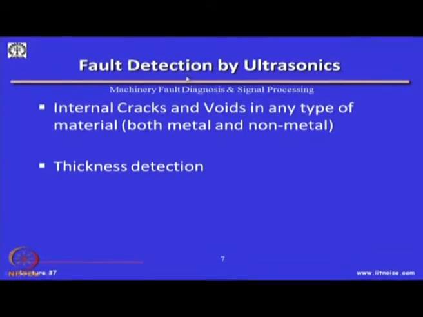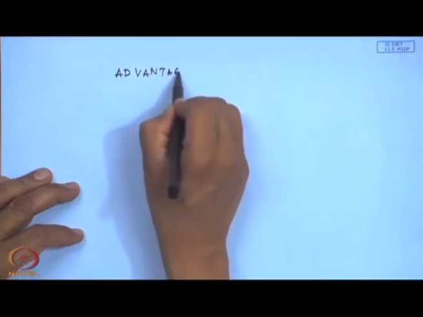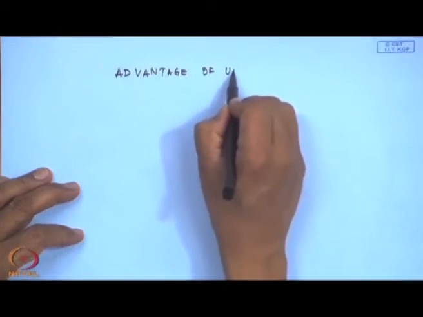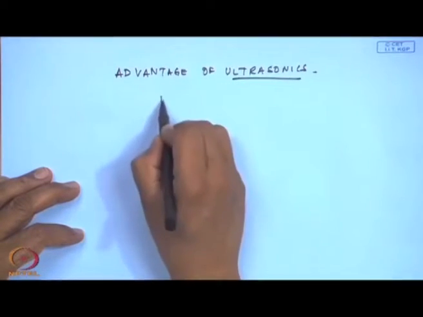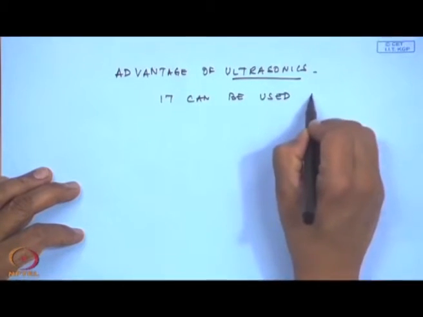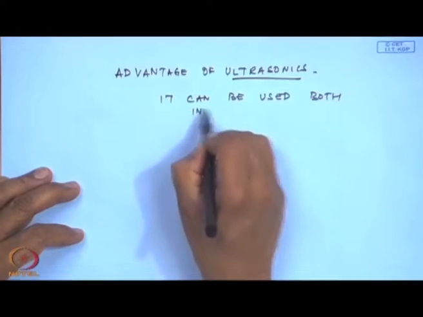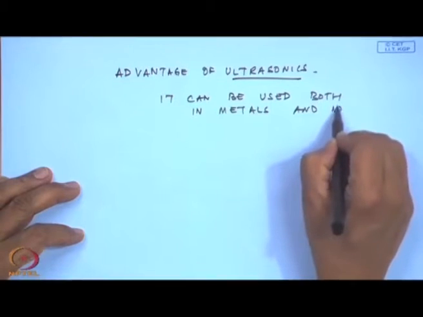So, fault detection by ultrasonic probes: one is internal cracks and voids in any type of material, both metal and non-metal, and then there is thickness detection. Another very big advantage of ultrasonics is it can be used both in metals and non-metals.